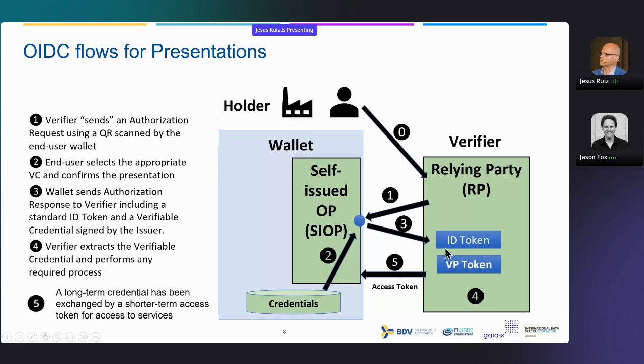With the new standard, in addition to the ID token, there is a new field in the OpenID Connect flows named VP token. VP stands for verifiable presentation. So the act of sending a verifiable credential, a diploma, from the wallet to the verifier is called verifiable presentation. And inside the verifiable presentation, you can send one or more verifiable credentials.